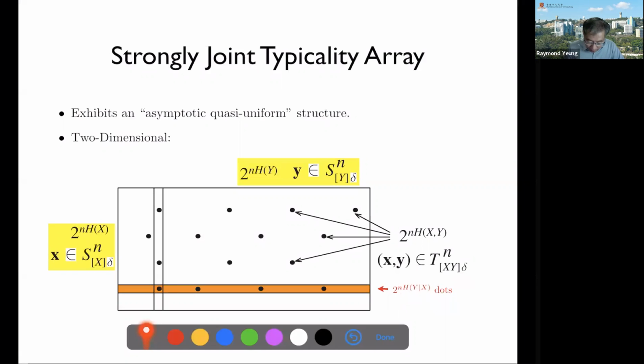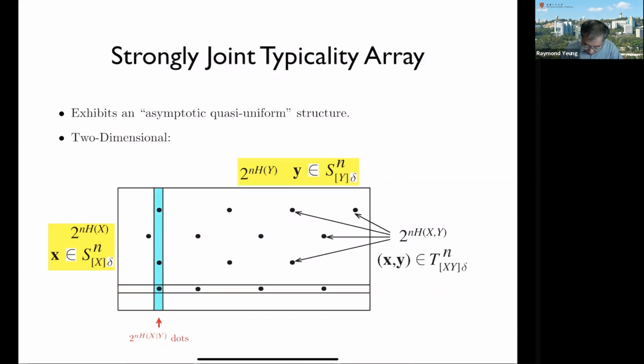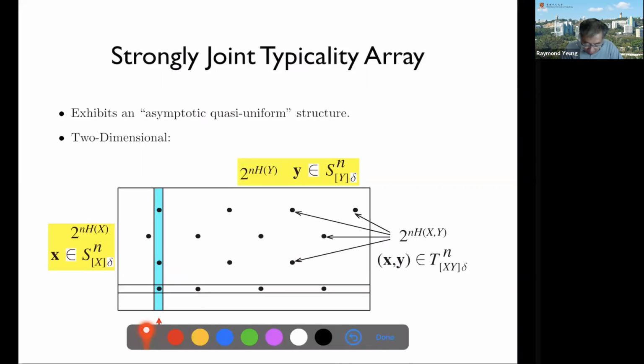Okay, and then you see that every row has approximately the same number of dots. And for each column, as long as you can find 1 dot, you'll find approximately 2 to the power n times entropy of x given y dots. And then if you go from one column to another column, you'll find that each one of them has approximately the same number of dots. Okay? It's a very peculiar combinatorial structure.